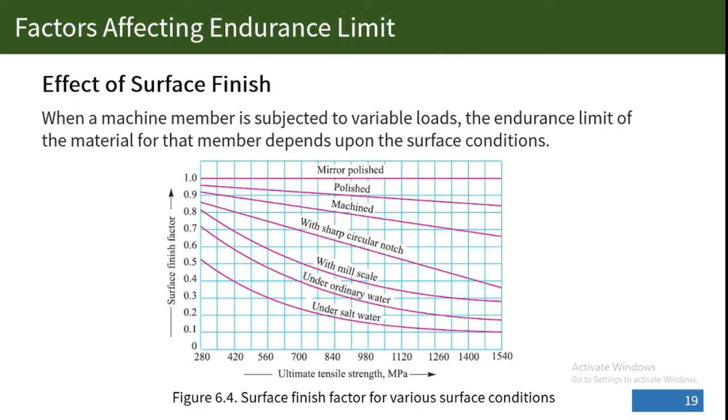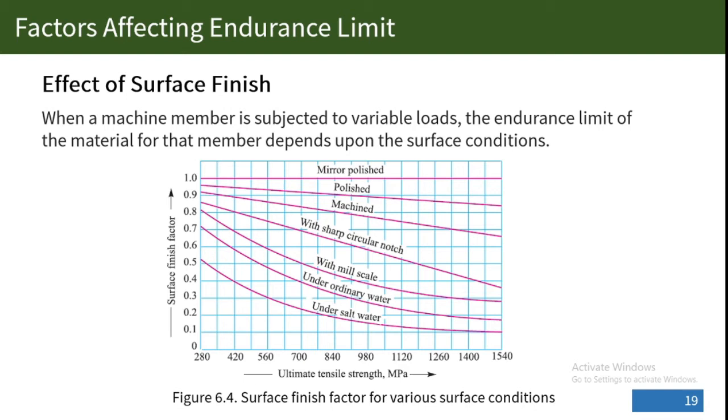So the next factor that will affect the endurance limit of the material or the machine member is the surface finish of the material. So thus, we have this correction factor that is a result of the surface finish. And when a machine member is subjected to variable loads, the endurance limit of the material for that machine member depends upon the surface conditions. So these surface conditions refer to the type of finish of that machine member.